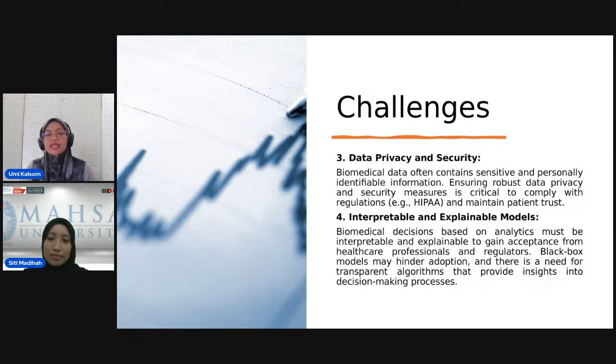Number 4 challenge is interpretable and explainable models. Biomedical decisions based on analytics must be interpretable and explainable to gain acceptance from healthcare professionals and regulators. I think maybe you have heard that machine learning models are a black box. This black box may hinder adoption, and there is a need for transparent algorithms that provide insight into decision making processes. For example, doctors don't really understand how this machine learning produces the output, what is behind this machine learning, or how it can classify this disease. So the doctors cannot put trust in this machine learning model. We need interpretable and explainable models so that it is easy for the doctor to make decisions in future.